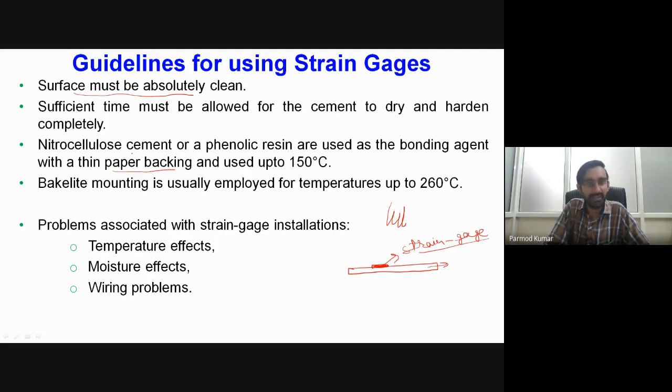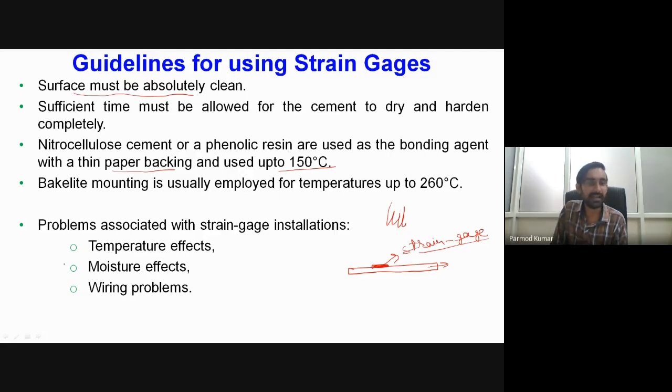Particularly when we are using nitrocellulose cement and phenolic resins, we can employ the strain gauge up to a temperature limit of 150 degrees Celsius. And if instead of paper we go for bakelite mounting, in that case we can go up to temperatures of 260 degrees Celsius.